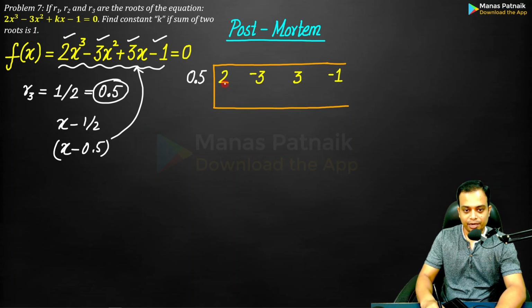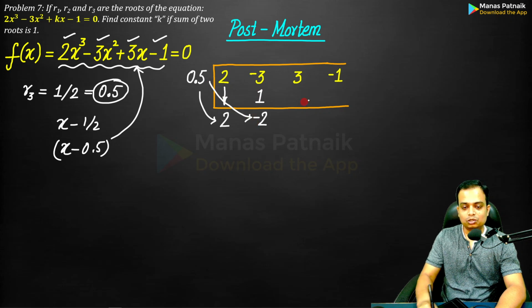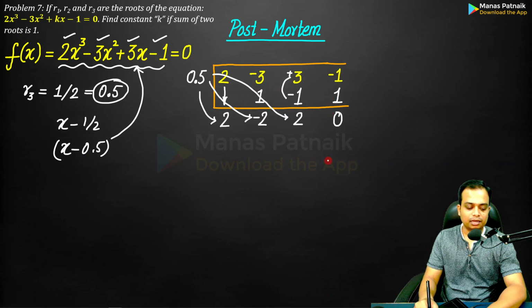Watch. Bring this 2 downwards. 0.5 times of 2 is 1. Minus 3 plus 1 is minus 2. 0.5 times of minus 2 is again minus 1. Minus 3 minus, this is plus 3. Minus 1 is 2. 0.5 into 2 is 1. So minus 1 plus 1 becomes 0.